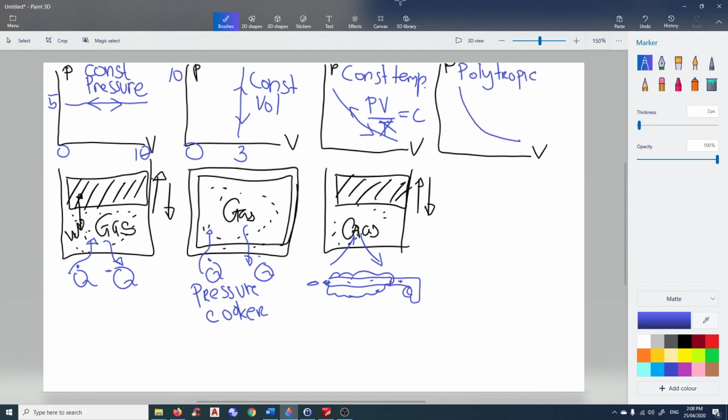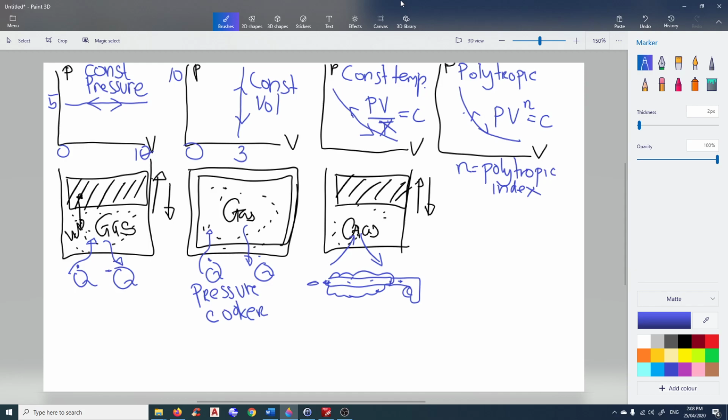So polytropic process is when pressure, volume, and temperature all change. This curve is governed by the equation PV to the power n equal to constant, while n here is the polytropic index. Now in your exam, the n or polytropic index will be given to you, so don't worry about that.